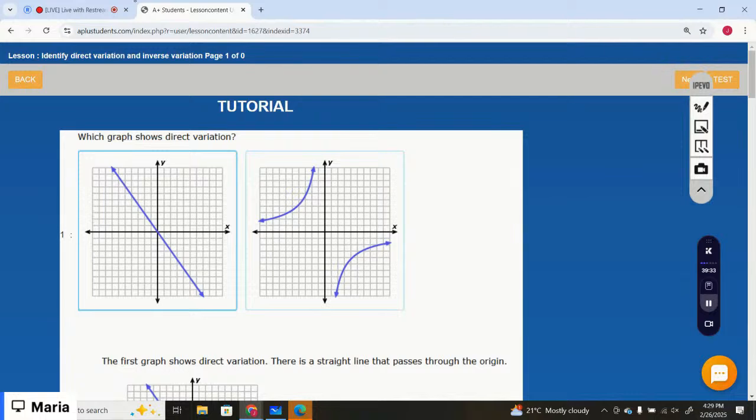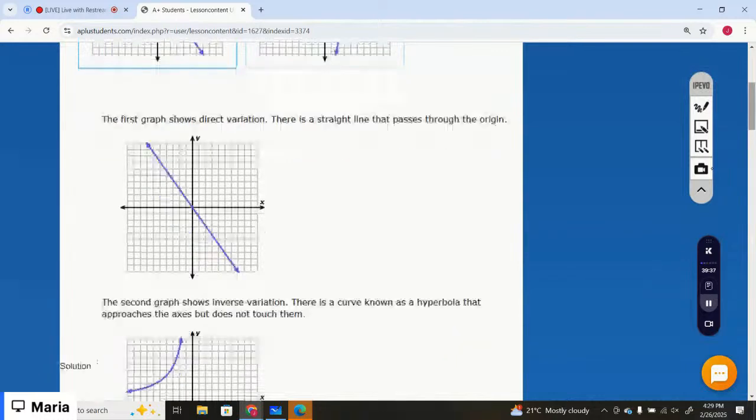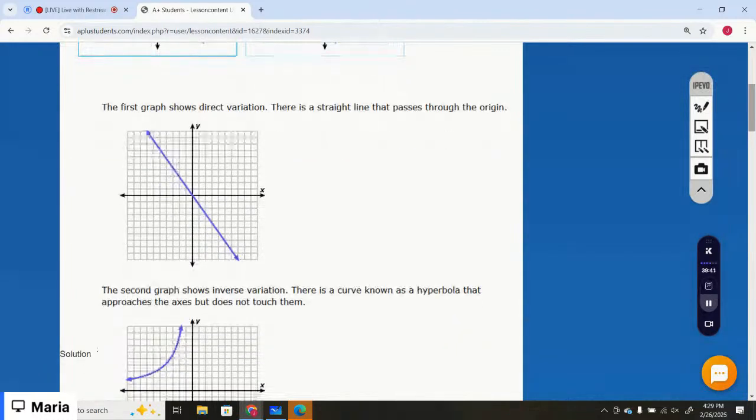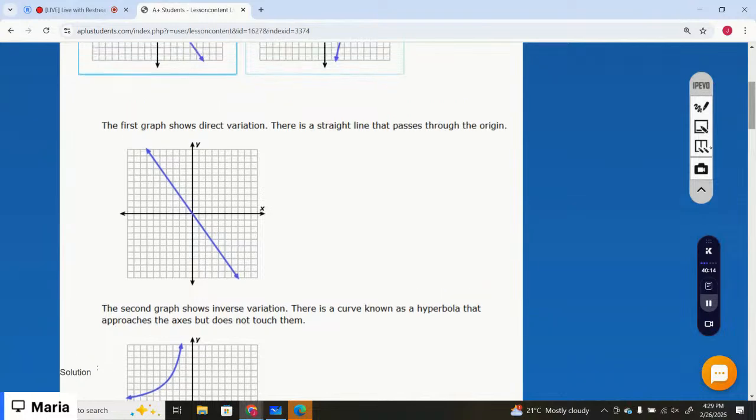Which graph shows the direct variation? The first graph shows direct variation. There is a straight line that passes through the origin. So for the direct variation, the graph must be a straight line passing through the origin. Let's start with the test questions.